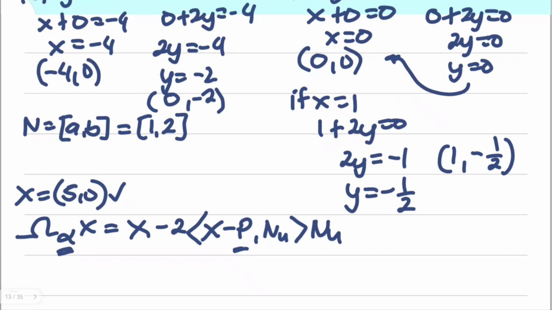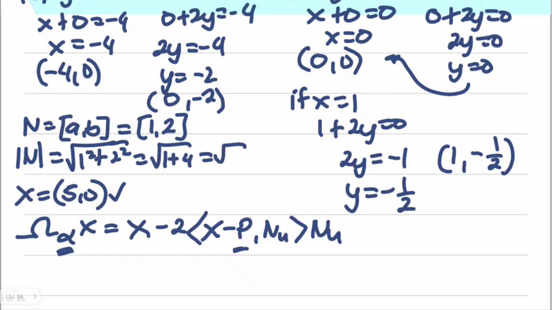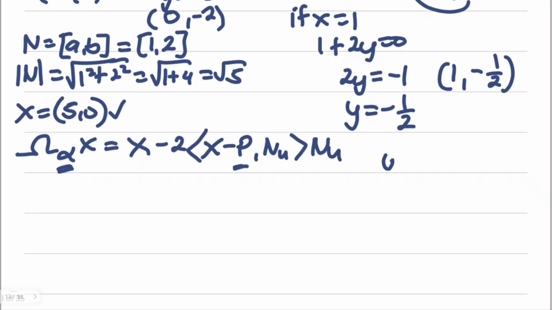Now, for this, we need to identify our unit normal vector. So first, let's take the length of our normal vector. It's actually the sum of the squares and the square root of that. So you have here 1 plus 4, so square root of 5. But our unit normal vector is actually the ratio of your vector using parentheses.